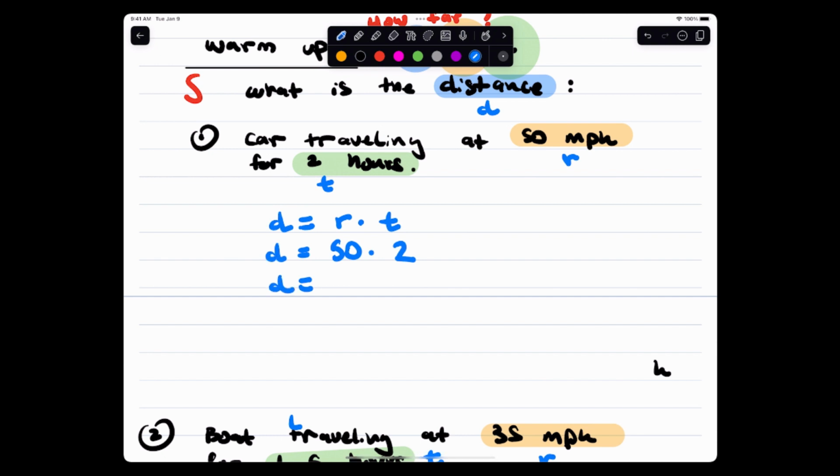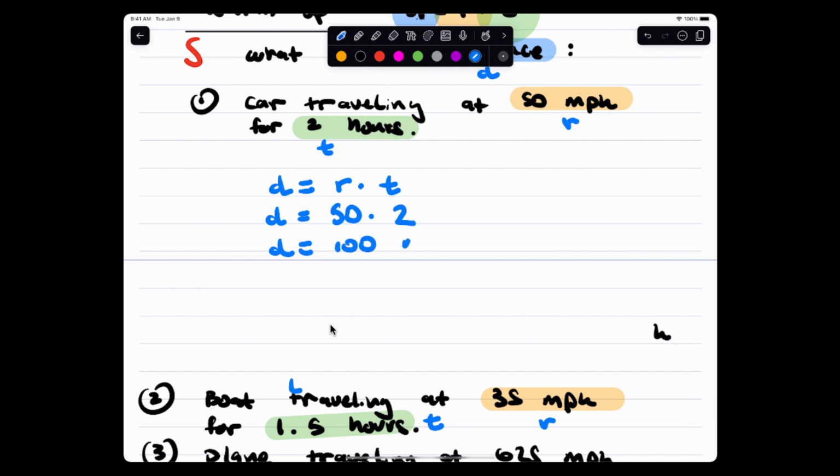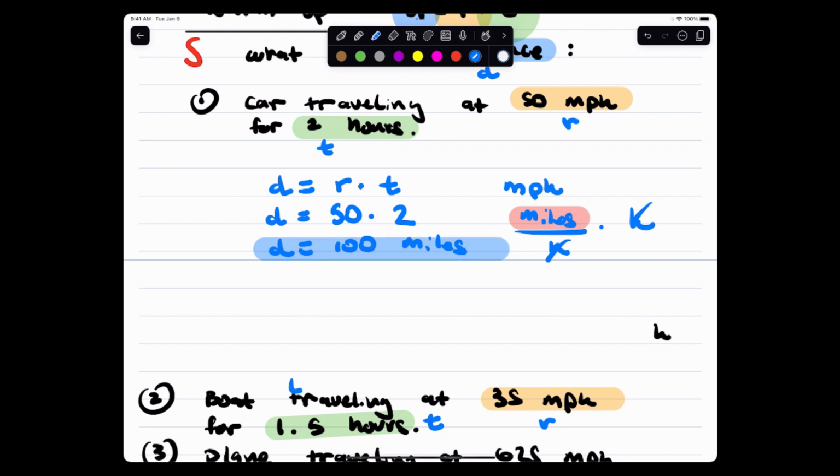Now, we could use our calculator, but I'm just going to use my head. Okay, because what is 50 times 2? 100. So that's going to be 100 what? Miles. Remember the units. MPH, miles per hour. Okay? And then that's times hours. So the units cancel. I just want to make sure you guys understand that great detail here. So this is going to be 100 miles, because that's what MPH stands for.